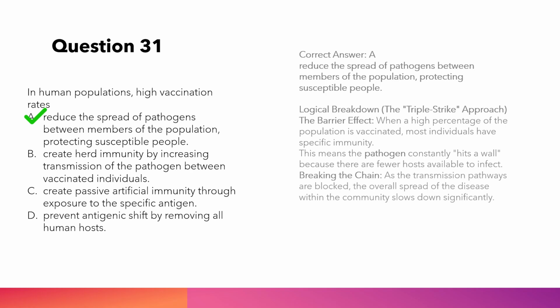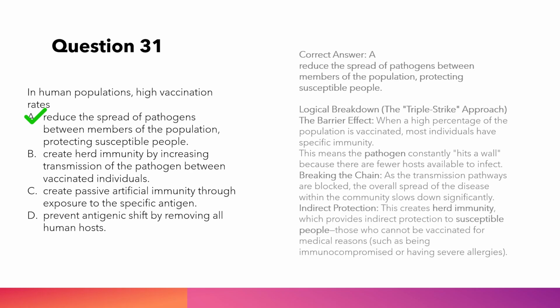Breaking the chain. As the transmission pathways are blocked, the overall spread of the disease within the community slows down significantly. Indirect protection. This creates herd immunity, which provides indirect protection to susceptible people, those who cannot be vaccinated for medical reasons, such as being immunocompromised or having severe allergies.